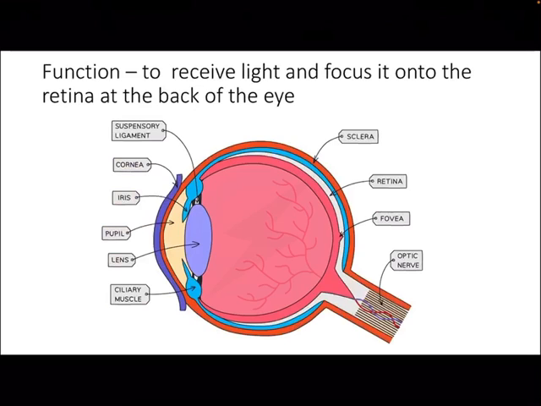Then the light is focused onto the retina, the fovea being the area that has a high concentration of cone cells, and the sclera being the tough outer layer of the eye. So read over the notes about the structure of the eye.